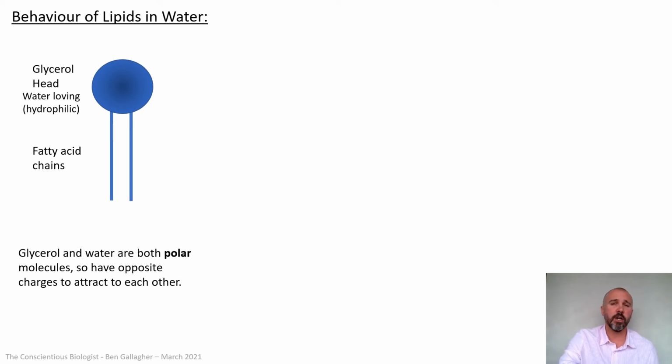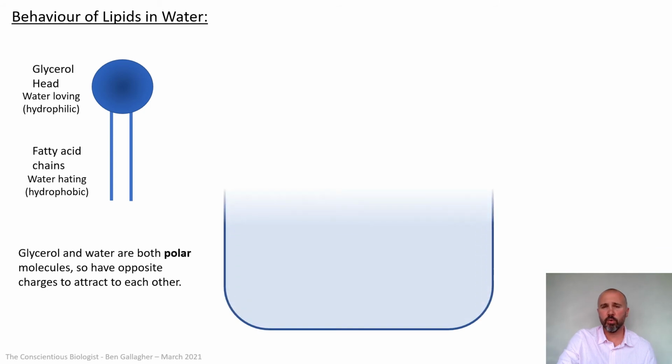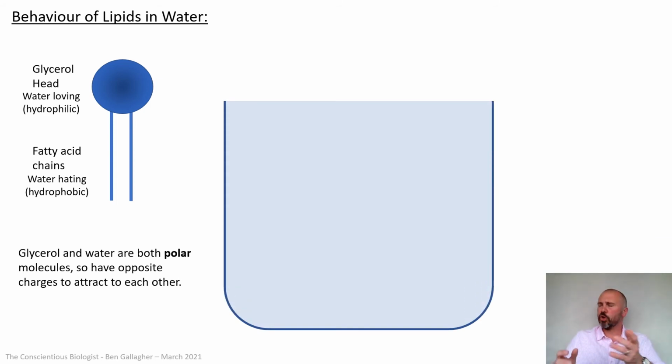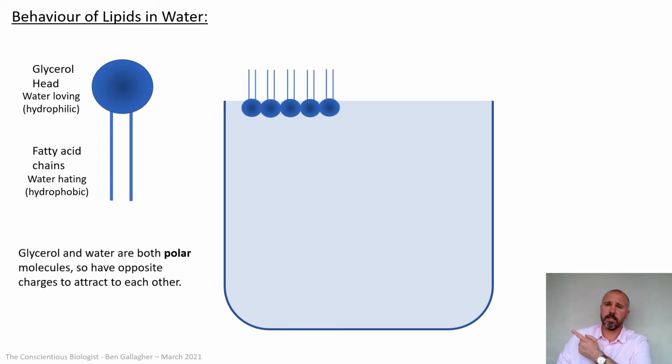Now, the fatty acid chains are not polar, so they're called hydrophobic or water hating. That's really important when you consider what they do in water. So if I put a big container of water here, let's say I've got a glass of water, I filled it right up to the top. If I had a load of lipids massively upscaled so they were visible, and I chuck those lipids into this glass of water, there's only a few things they can do. The logical, obvious thing is this: because the fatty acid chains hate the water, they don't want to be anywhere near it, lipids might float on the surface like this, with their heads in the water because they love it, and the tails out of the water because they hate it.